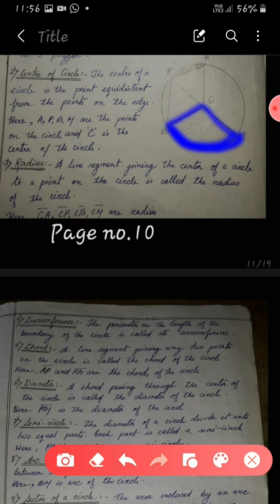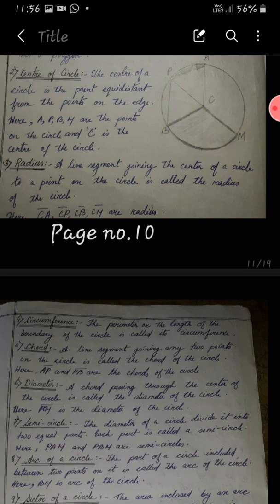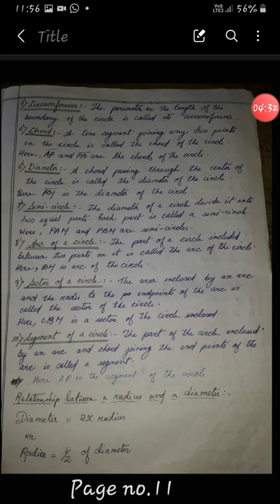Then let's move to point number 9. Sector of a circle. The area enclosed by an arc and the radii to the endpoints of the arc is called the sector of the circle. Here CBM is the sector of the circle. We already came to know what an arc of a circle is, and the area enclosed by an arc and the radii to its endpoints is called a sector. So let's move to the figure.